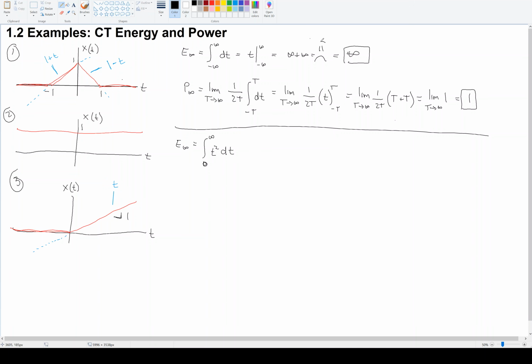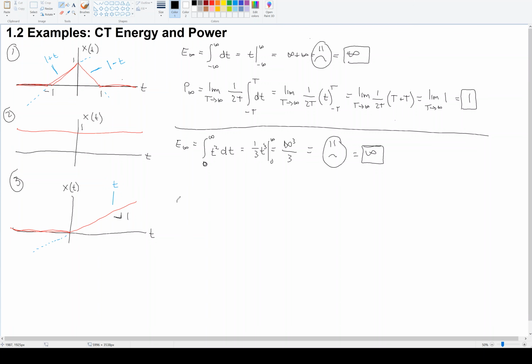By the way, this was a sad face. And I'm also going to get a sad face here because I'm sad that my integral doesn't converge. This is 1/3 t cubed evaluated from 0 to infinity. So when I plug in infinity, this thing blows up. This is infinity cubed over 3, and then minus 0. So this is also a sad face. And that's infinite energy.